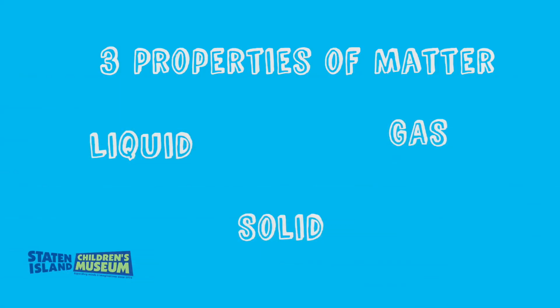Let's investigate. Everything in the world is made up of matter, and matter falls into three properties: liquid, solid, and gas. Let's look at each property and how it functions.